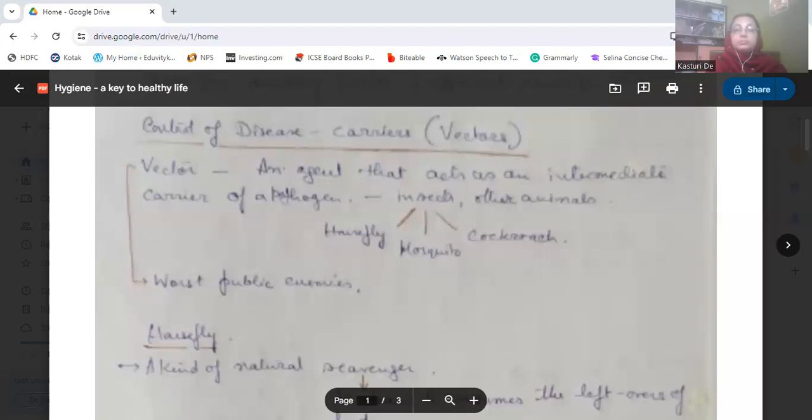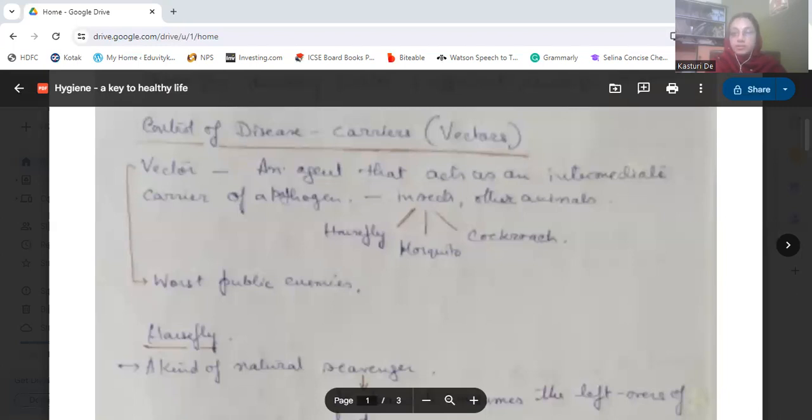So, control of disease. There are many vectors. So, what is a vector? A vector is an agent that acts as an immediate carrier of a pathogen. That means it is not indirectly, but directly the carrier of the pathogen. A pathogen is the germ which causes the disease.